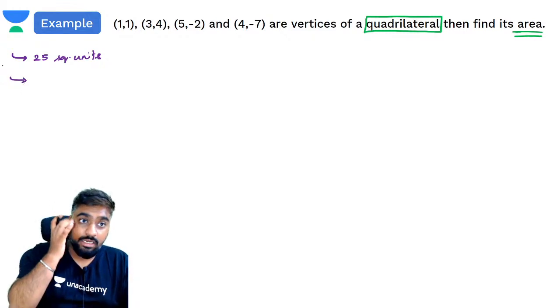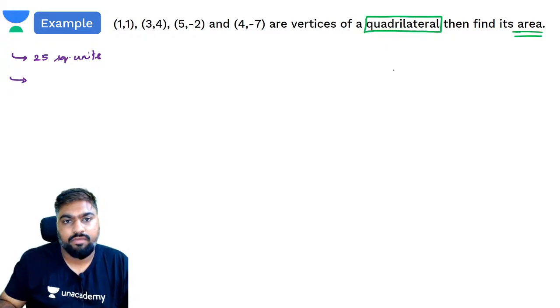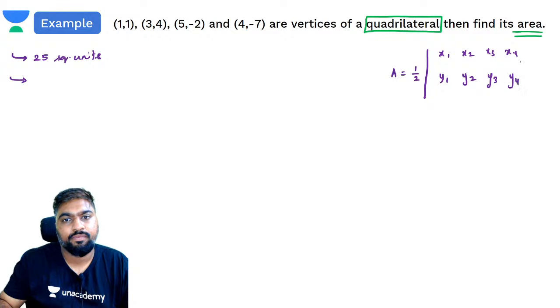Anyone else? Any other answers? Area of this given quadrilateral. So what is area of any given quadrilateral? Half of x1 y1 x2 y2. ये कर लो अगर आपको कंफ्यूज होता है. If you easily get confused, then write this down. It'll make your job easier.